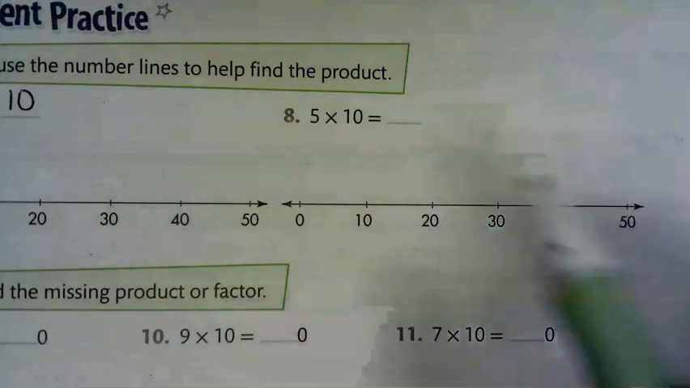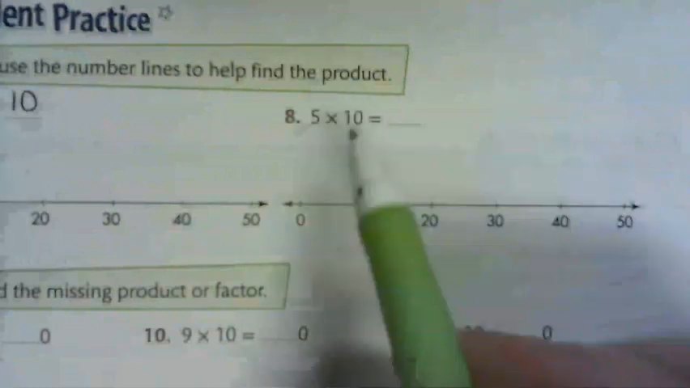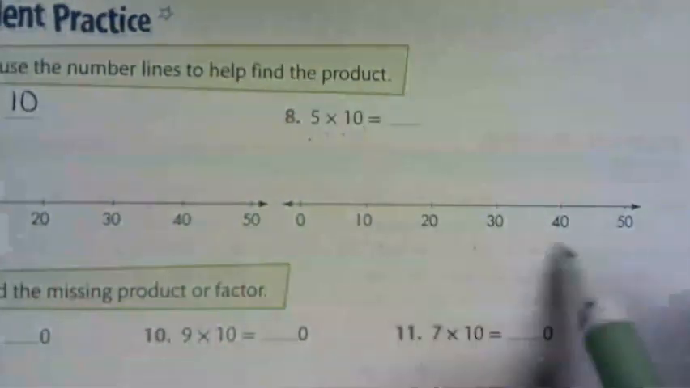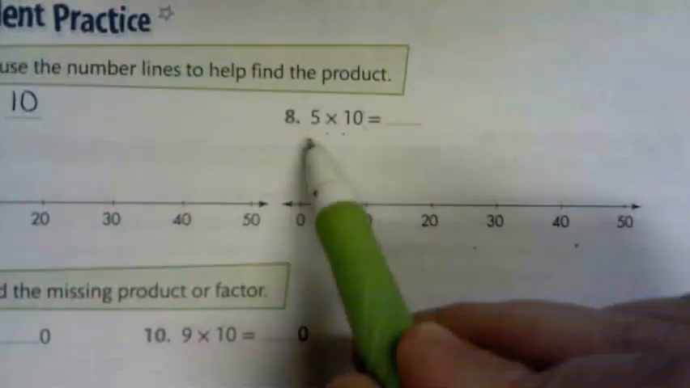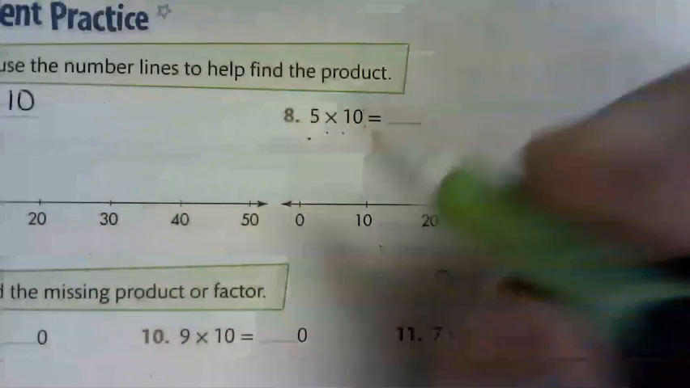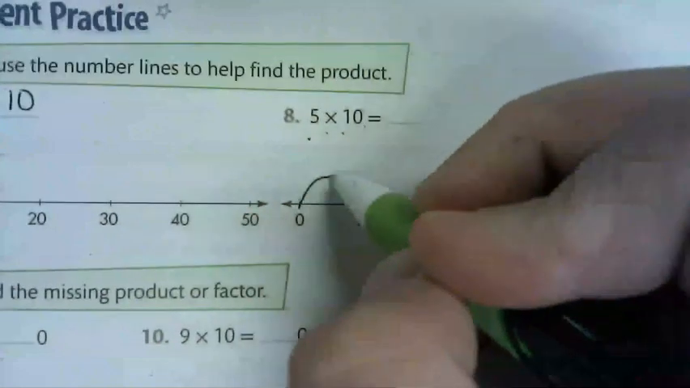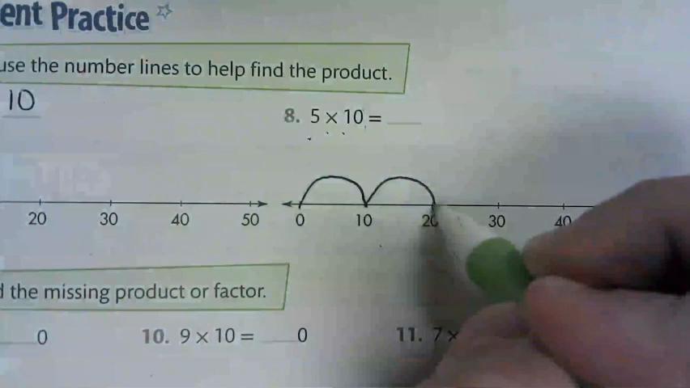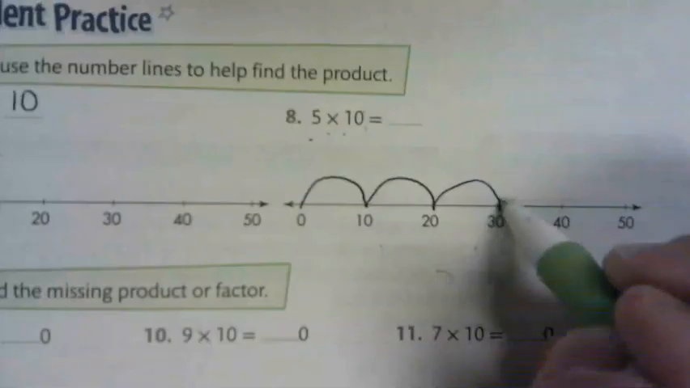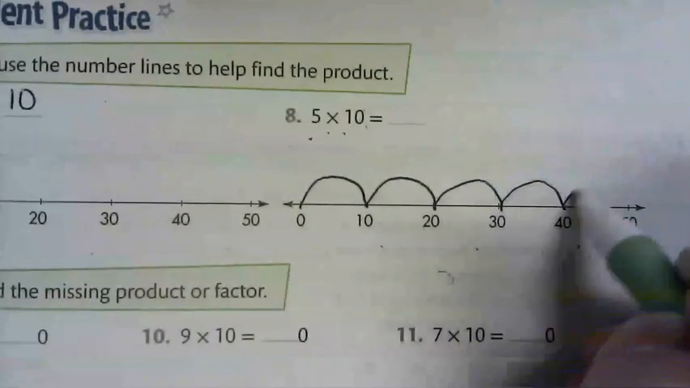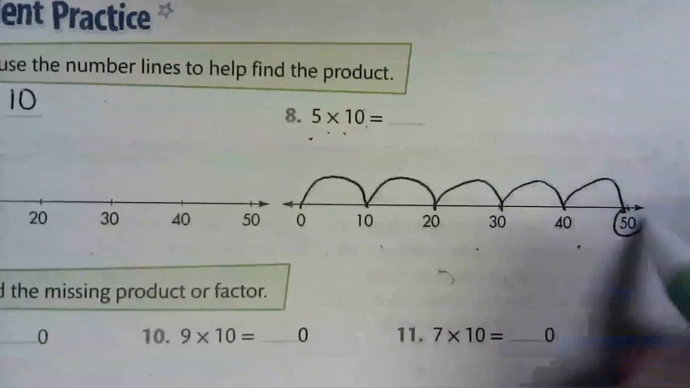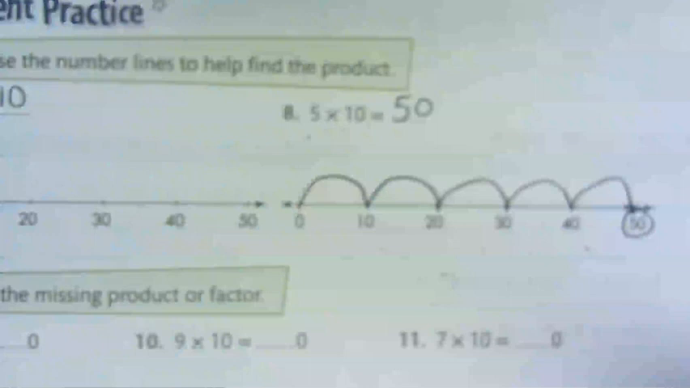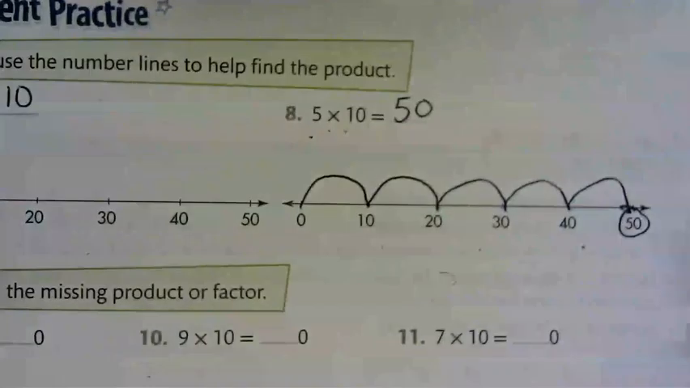All right, let's check out number 8. So for number 8, if I have 5 times 10, I want to jump by tens. So we've got those listed down here. How many jumps do I want? I want 5 jumps. So I'm going to do 1 jump, 2 jumps, 3 jumps, 4 jumps, 5 jumps. And where did I end up? I ended up at 50. All right. Nice work.